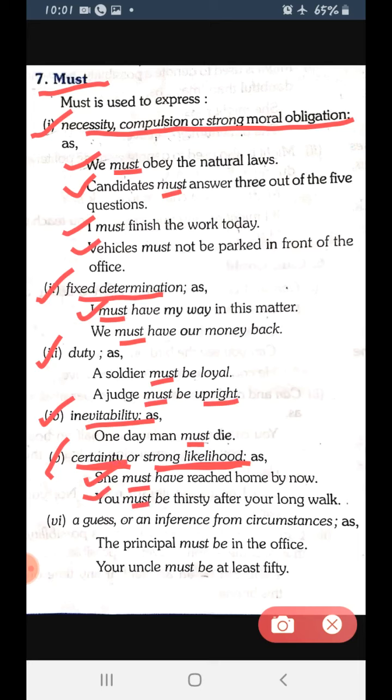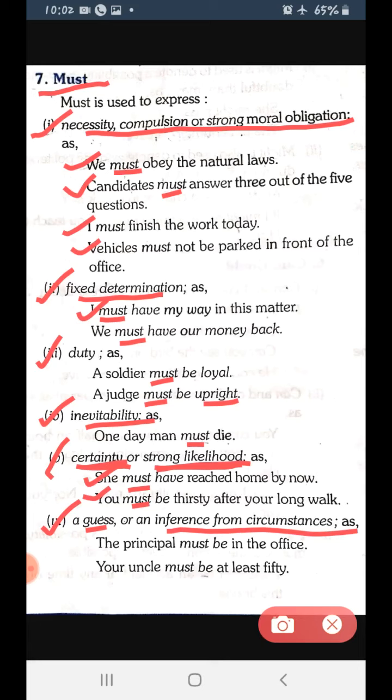That means, suppose you are going for a walk and your mother asks you to carry a bottle of water, but you deny. So your mother says that you must be thirsty after your long walk. Fine. So it is said that you must be thirsty after your long walk. That means it shows certainty. Clear everyone? Now the last point is point number 6, a guess or an inference from circumstances.